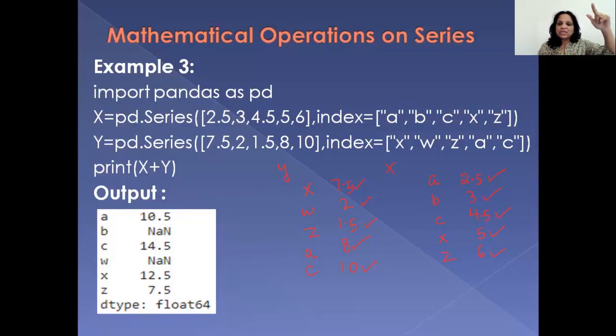And can you see the labels are in no particular order in terms of how it was in the series? It is in alphabetical order, or ascending order. So I have labels A, B, C, W, X, Y, Z. Doesn't matter in which series these labels appeared. Is this clear?